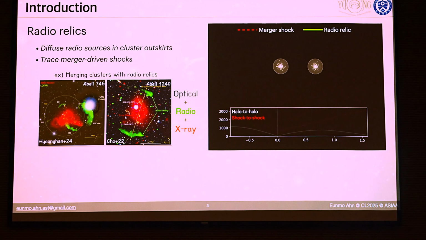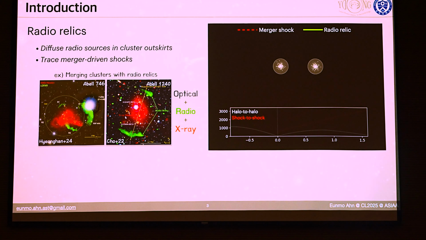So radio relics are known to trace merger-driven shocks, and the video shows a very simple visualization of how radio relics are formed. After the two clusters collide, the merger shocks are generated, which are denoted in red. These merger shocks accelerate thermal ICM to relativistic speeds, and those relativistic electrons emit synchrotron radiation at radio frequencies. So to say it in short, radio relics are the merger shocks observed in radio frequencies.